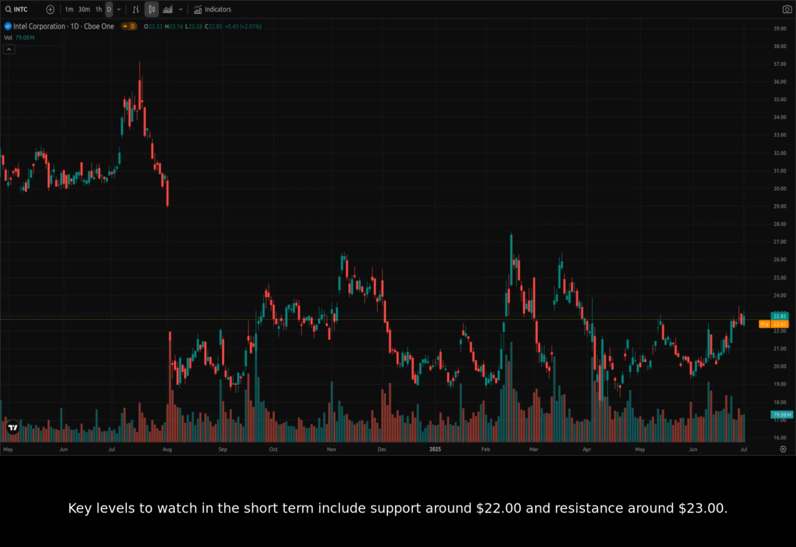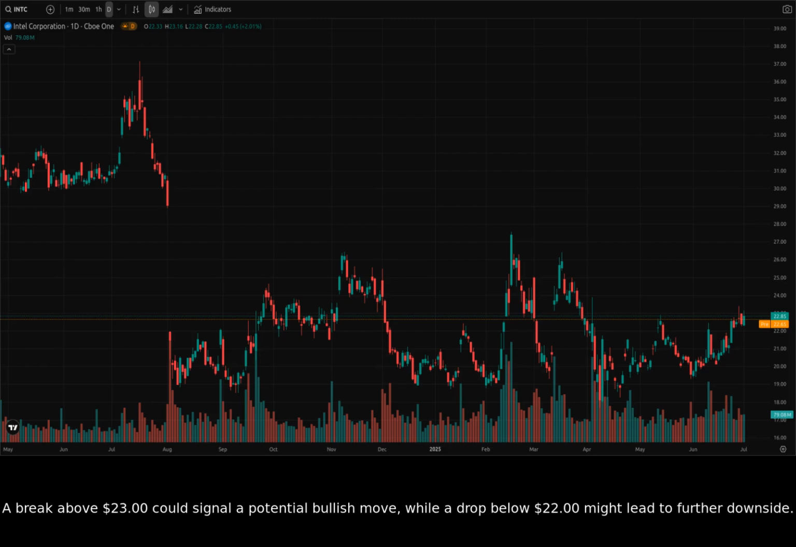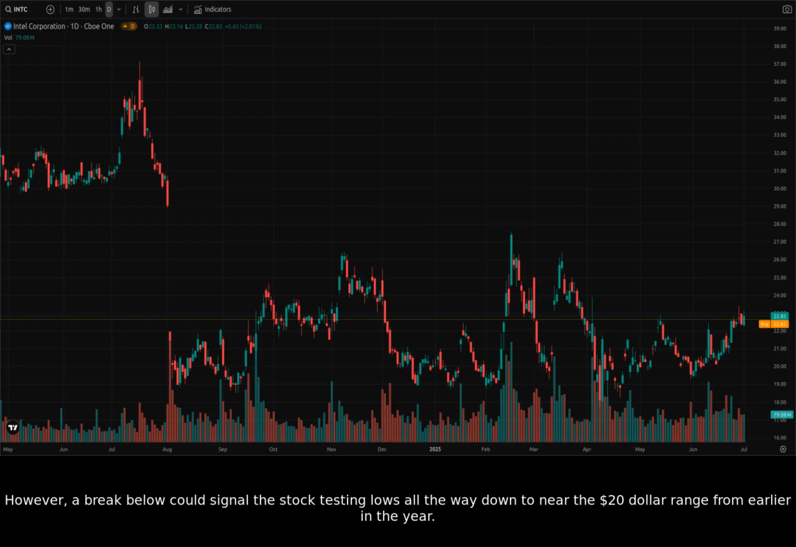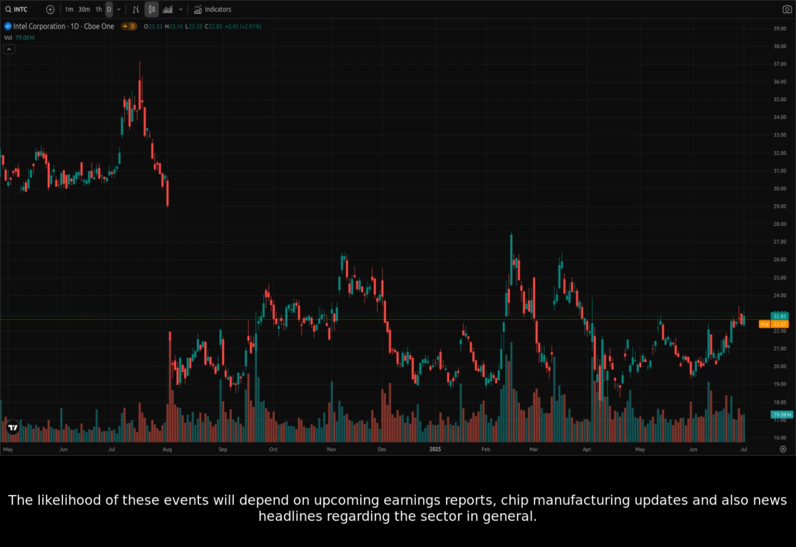Key levels to watch in the short term include support around $22 and resistance around $23. A break above $23 could signal a potential bullish move, while a drop below $22 might lead to further downside. A break below could signal the stock testing lows all the way down to near the $20 range from earlier in the year. The likelihood of these events will depend on upcoming earnings reports, chip manufacturing updates, and also news headlines regarding the sector in general.